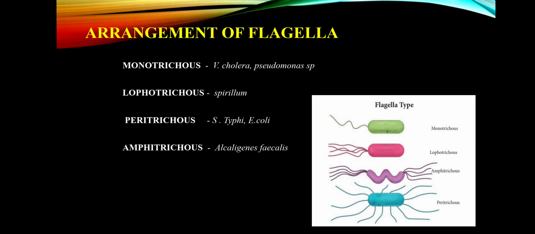Peritrichous. Some organisms possess flagella all around the body. This condition is known as peritrichous. For example, Salmonella typhi and E. coli. Next, amphitrichous. Some organisms possess a single flagellum or a cluster of flagella at both ends. This condition is known as amphitrichous. For example, Aquaspirillum serpens and Alcaligenes faecalis.